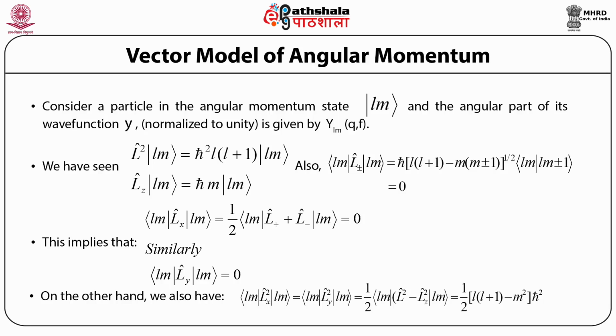Vector model of angular momentum. Note that when M is equal to plus L or M is equal to minus L, that means the value of the magnetic quantum number is equal to either plus L, the orbital angular momentum number, or minus L.